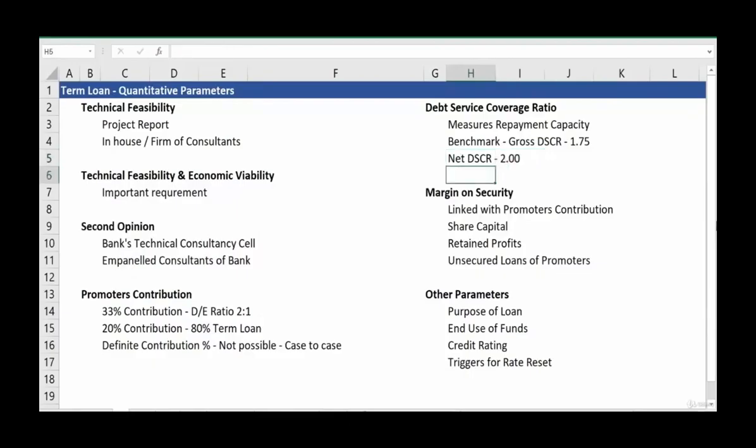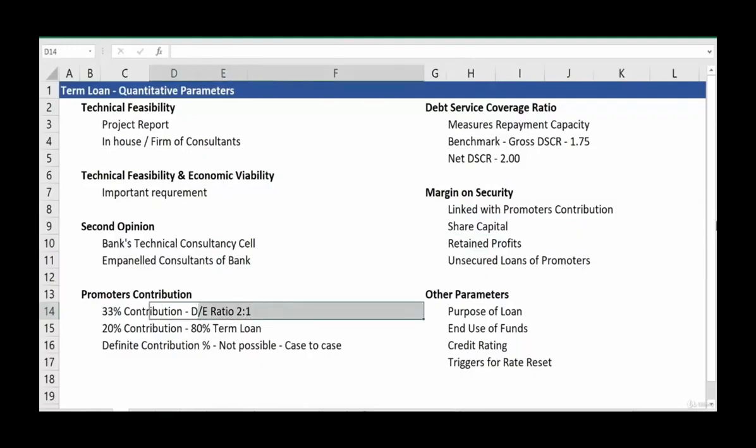The next aspect is margin on security. See, this is linked with promoters contribution as well, because I said 33% promoters contribution will give debt equity ratio of the project as 2:1. Here this 33% promoters contribution need not be entirely in the form of share capital. It can also be in the form of retained profits of business. It can also be in the form of unsecured loans brought in by promoters. But bank will try to keep this ratio as 2:1, and the level crossing 2:1 may require deviation approval.